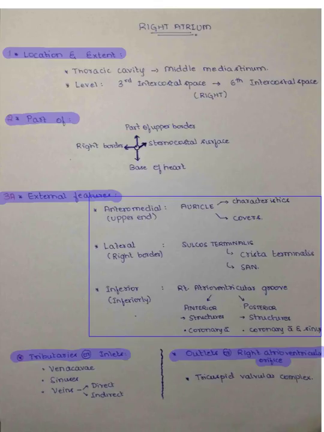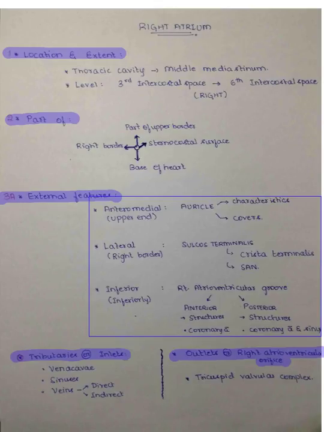The right atrium is located in the thoracic cavity in the middle mediastinum. So what is its level? It is located at the level of the right third intercostal space to the right sixth intercostal space. So what is it a part of? It is a part of two borders and one surface of the heart. So what are those? It is a part of the upper border, and it is a part of the right border, and it is a part of the sternocostal surface and base of the heart. Base of the heart, remember, is located upward and apex is located downward.